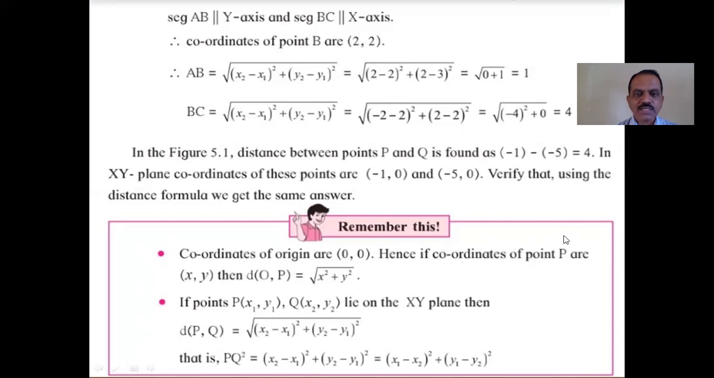Now remember this: the coordinates of the origin are 0, 0. Hence, if the coordinates of point P are x, y, then the distance OP is equal to the square root of x square plus y square.